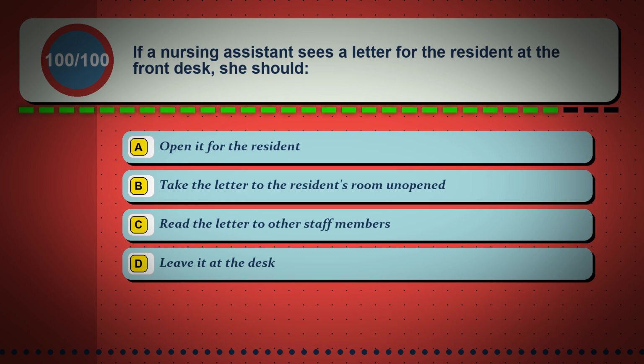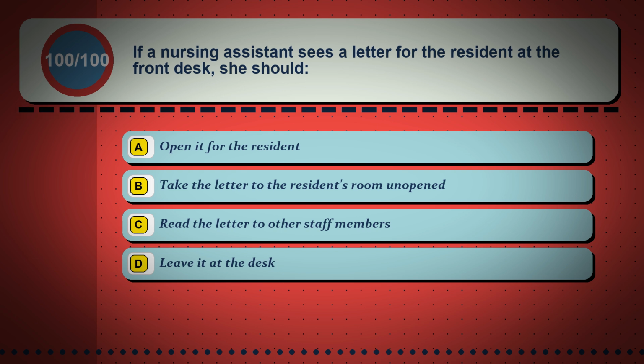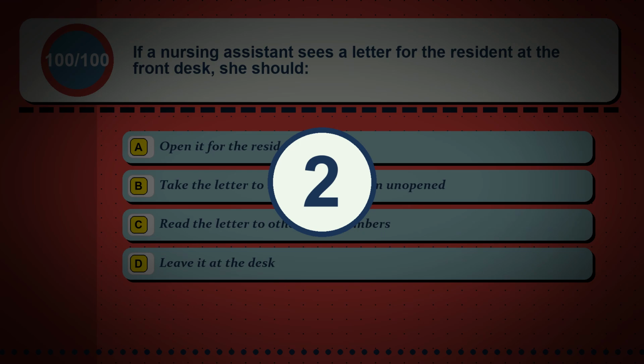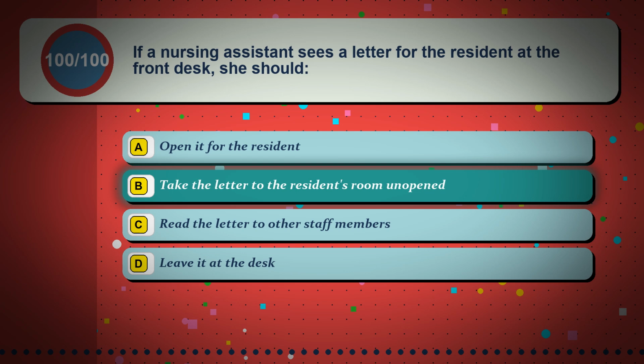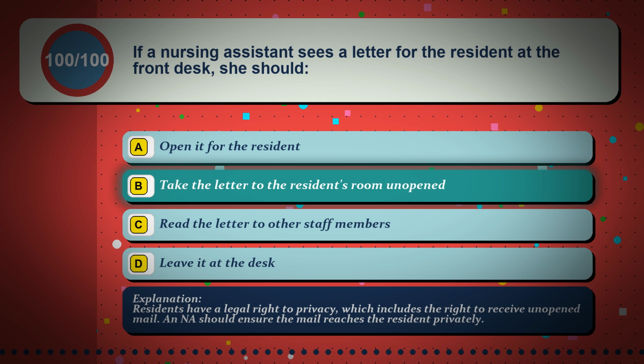Question 100. If a nursing assistant sees a letter for the resident at the front desk, she should: Option A, open it for the resident. Option B, take the letter to the resident's room unopened. Option C, read the letter to other staff members. Option D, leave it at the desk. The correct answer is option B, take the letter to the resident's room unopened. Residents have a legal right to privacy, which includes the right to receive unopened mail, and NAs should ensure the mail reaches the resident privately.